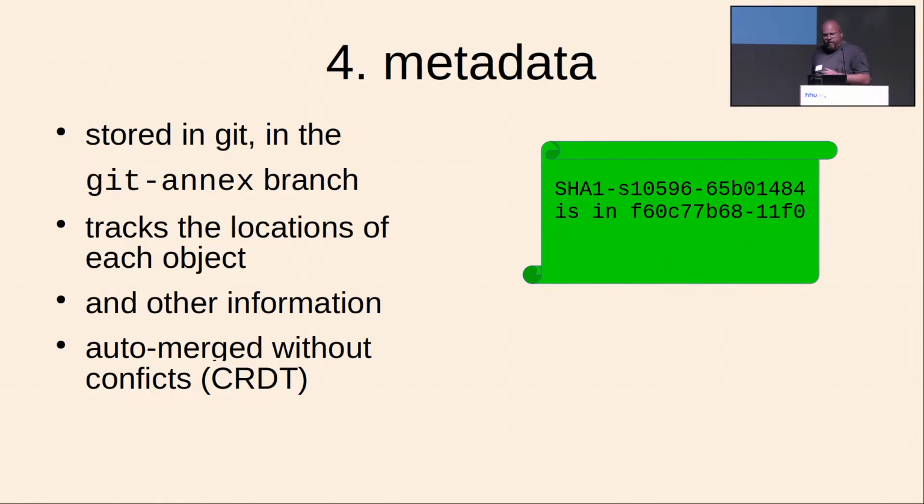And the most important thing about the git-annex branch is that if you have two of them and you want to merge them together, you can always do that. The merge always succeeds. It's always going to be eventually consistent. And it's basically a CRDT, to use a computer science term.